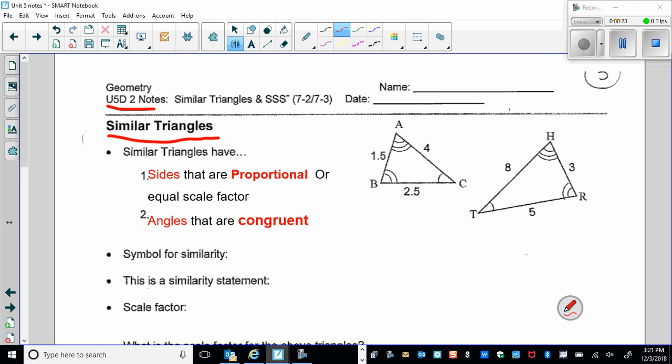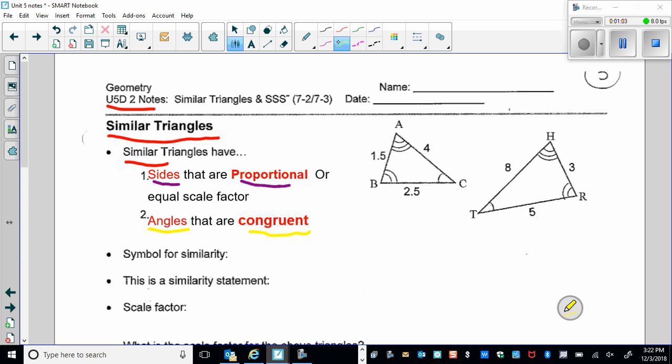And how do we know if two triangles are similar? One thing we know about any kind of shape, it doesn't have to be triangles, is that if two figures or two polygons are similar, then two things have to happen. One, their sides have to be proportional. So write this down. Sides are going to be proportional. And then the angles are going to be congruent. That's the big difference between the two. Sides are proportional. Angles are congruent. So make sure you remember that.